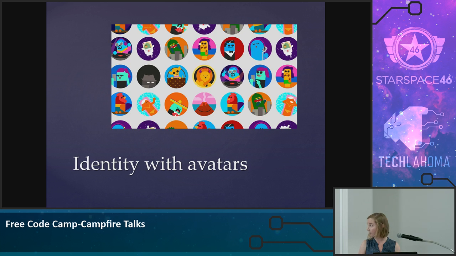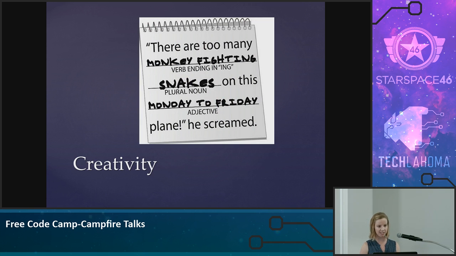Identity with avatars. This helps encourage people to be committed to the system as well. It encourages a little bit of creativity, getting to pick what they look like, how they present themselves. And creativity, again, just people can put a little of their own stamp on something. That's important. They feel like an individual when they can put a little creativity and a little fun into something.